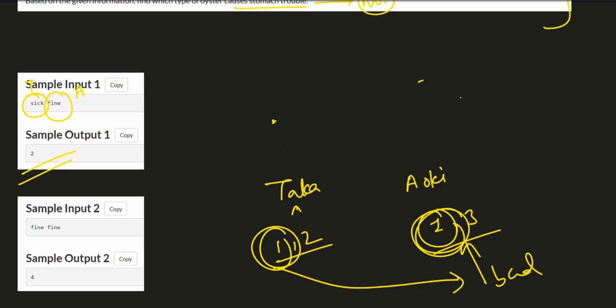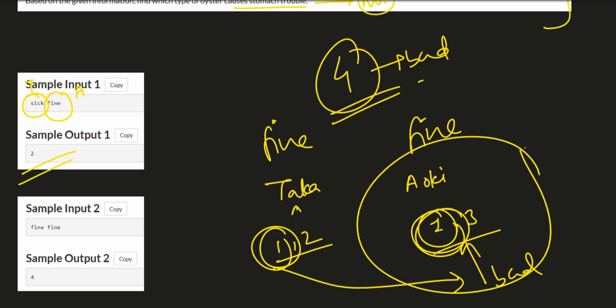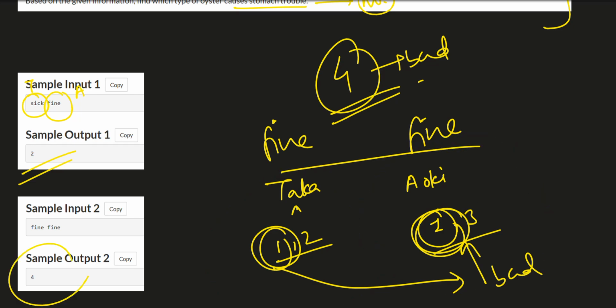And if both of them are fine, if Takahashi is fine and Aoki is also fine, then can I say that number 4 oyster would be the bad oyster? Because nobody is eating number 4, right? Takahashi is not eating number 4 and Aoki is also not eating number 4. So if both are fine, then the answer for that case would be 4.